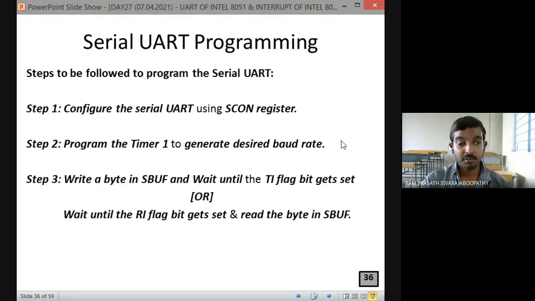Again, coming to step 2, we are going to program timer 1. We have to stop timer 1, configure the mode of operation, and load the count value for the required baud rate. Then we have to run timer 1. So these steps are involved in step 2 itself. That's all about the serial UART programming.